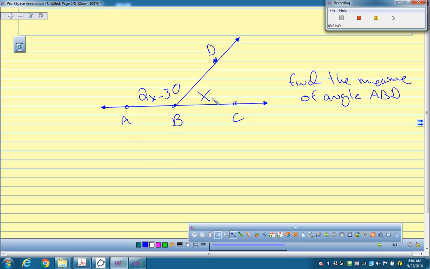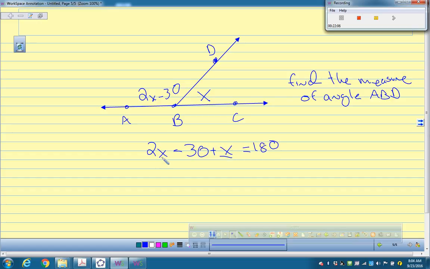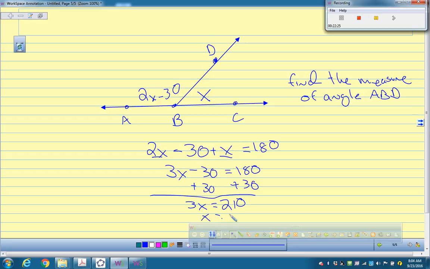What do these two have to add up to get? Who could give me an equation involving these two angles? Go ahead, George. 2x minus 30 plus x equals 180, right? So I put these together, I get 3x minus 30 equals 180. I add 30 to both sides, 3x equals 210. What's x equal to? 70. X equals 70.